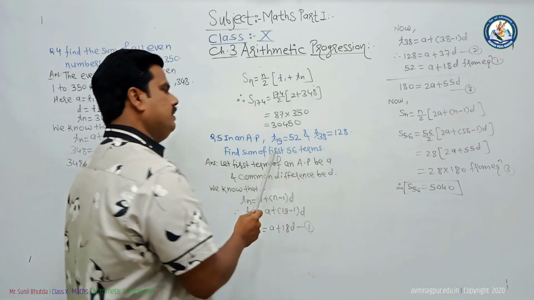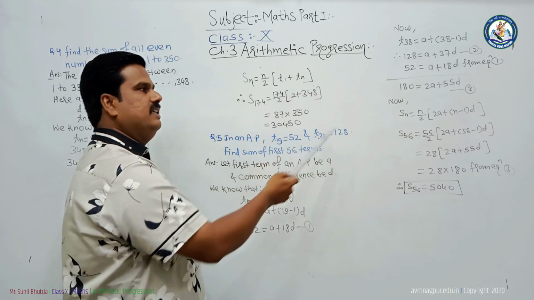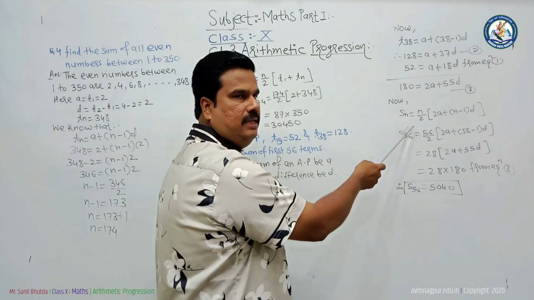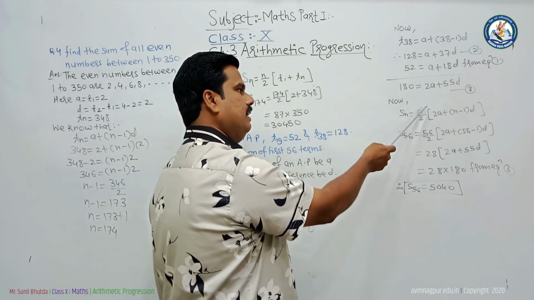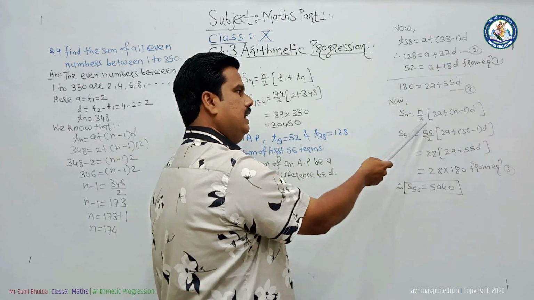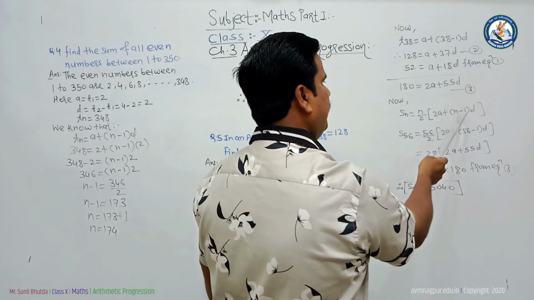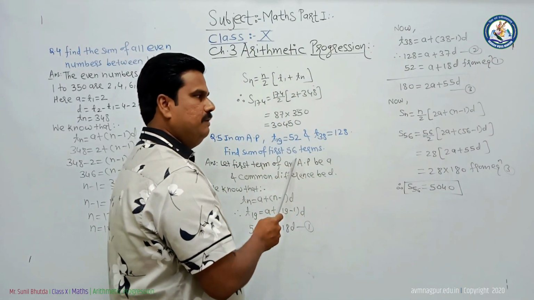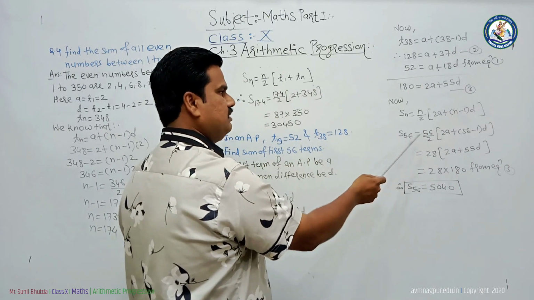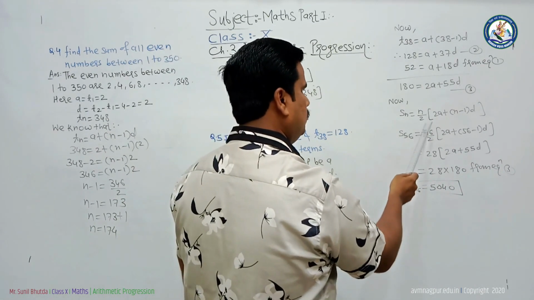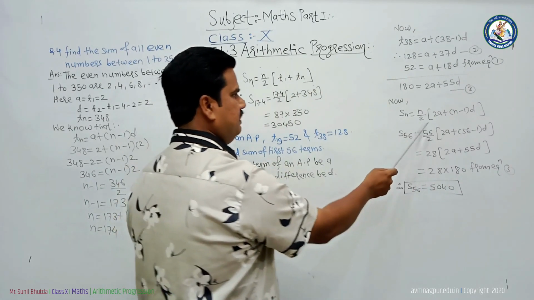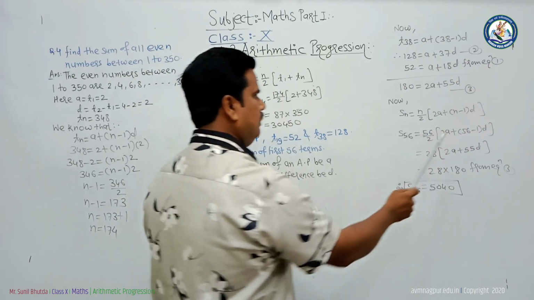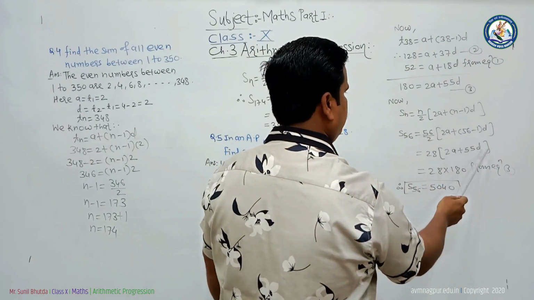Now we have to find S56. Therefore, write down the formula to calculate Sn. The sum of n terms of an AP can be calculated using the formula n by 2 in bracket 2a plus n minus 1 into d. Number of terms is 56. Therefore, S56 will be equal to 56 by 2 in bracket 2a plus 56 minus 1, which gives 55d.